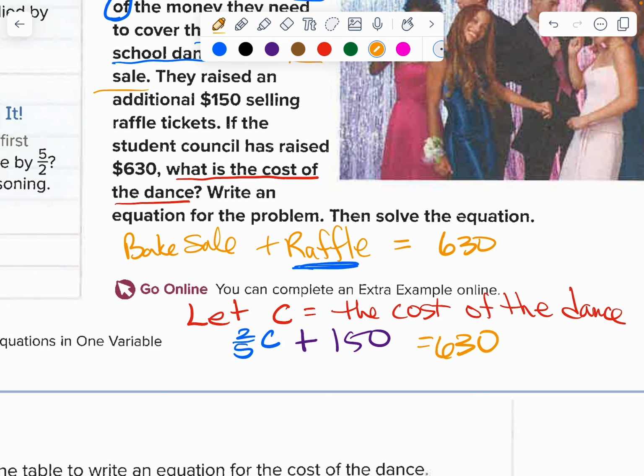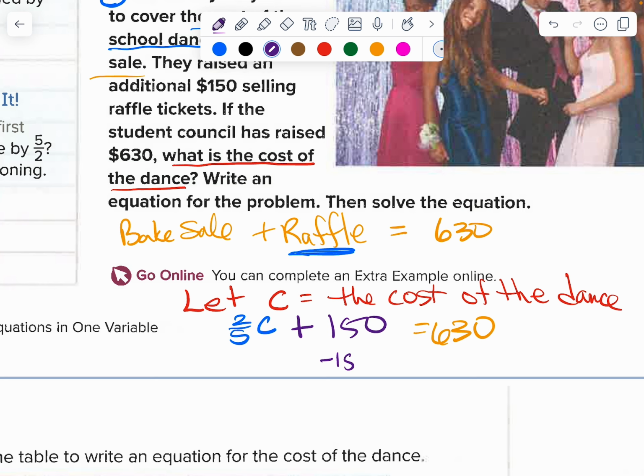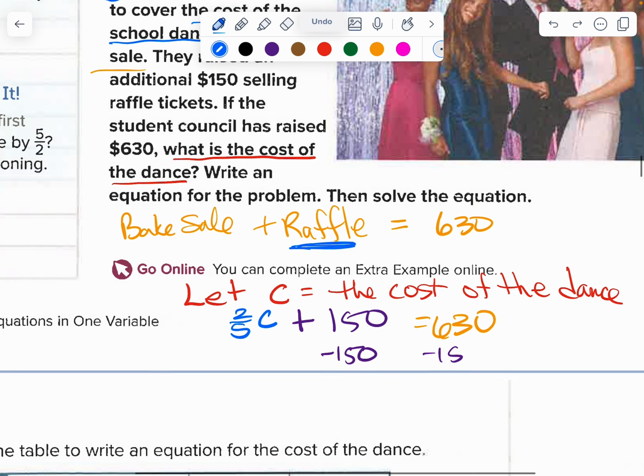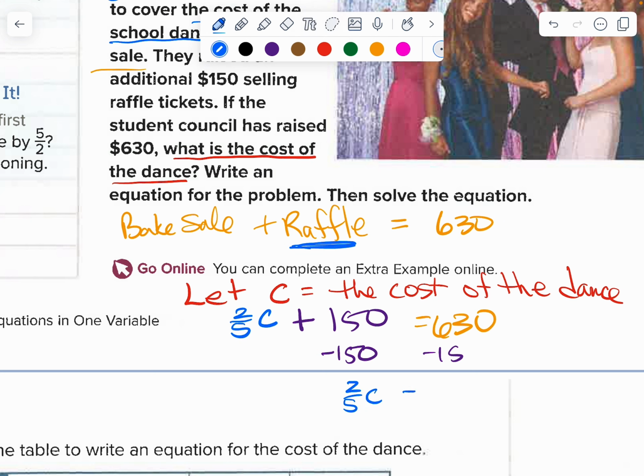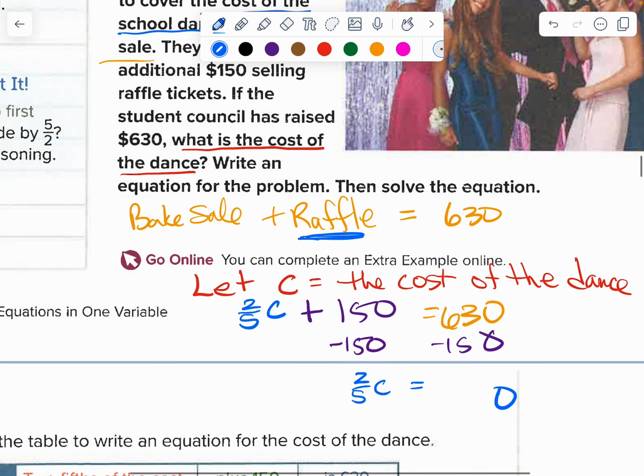Now, I'm going to actually solve it in 2 ways. First, I'm going to subtract the 150 from both sides. And then I'm going to get 2/5 C equal to, I forgot the 0 didn't stay. There we go. So when I do that, I'm going to get 480 on that.